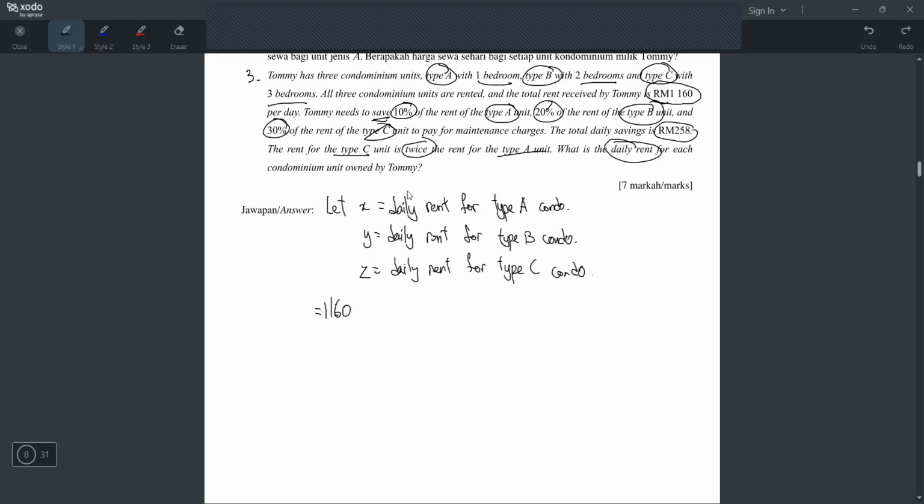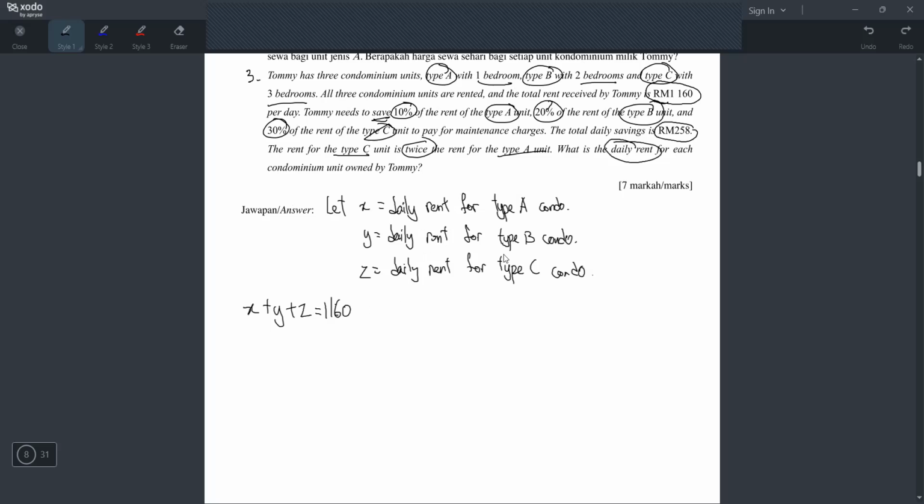And we already know X, Y, Z are all RM, because these all represent daily rent. So you all know it will be X plus Y plus Z, right? But imagine if I never write this, then maybe I'll write something wrong. Maybe I'll write something like 1x plus 2y plus 3z. Then it's wrong already, because the 1, 2, 3 is the number of bedrooms, right? Why would you multiply it with the daily rent? It doesn't make any sense.